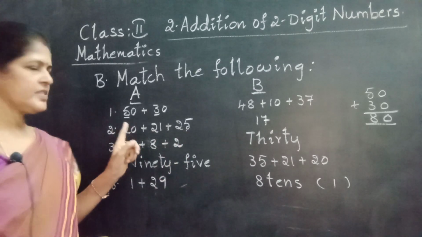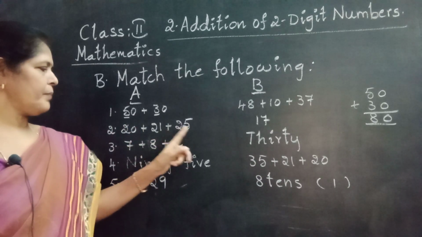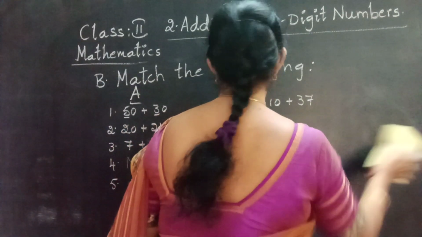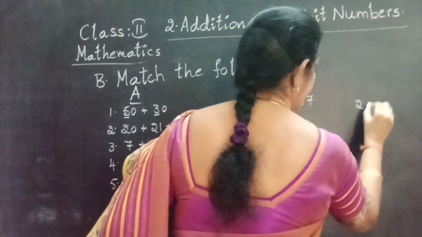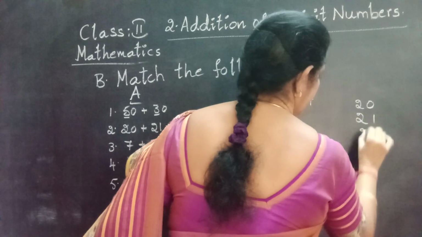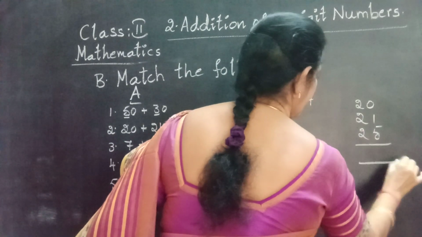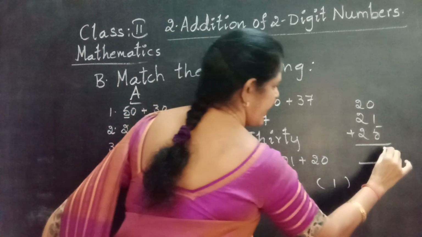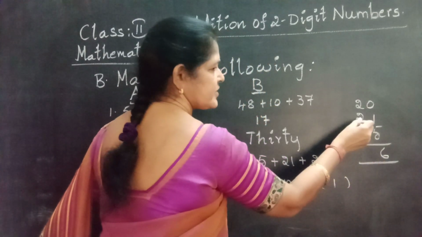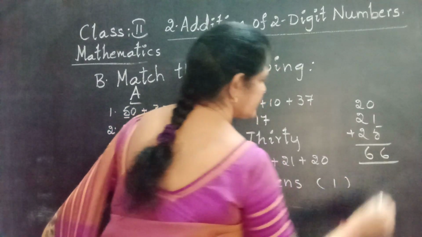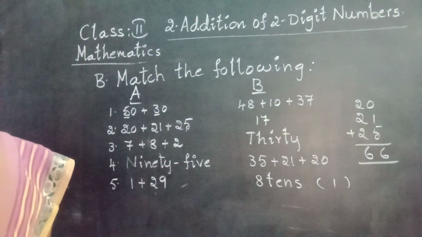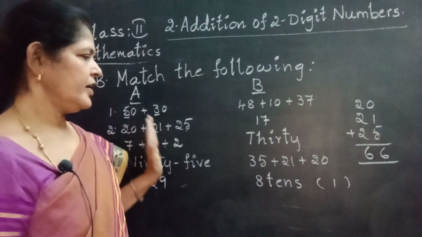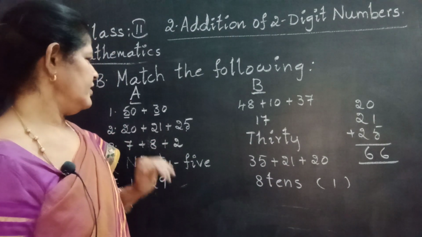Find the total first. 20 plus 21 plus 25. Do rough work aside. What are the numbers? 20, 21, 25. Find the total. 1 plus 5, 6. 2 plus 2 plus 2, 6. We get the answer 66. But here there is no 66. Here we are going to the addition given.